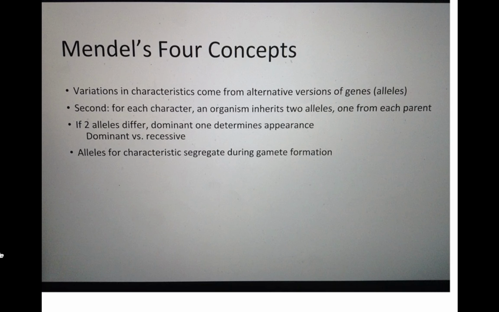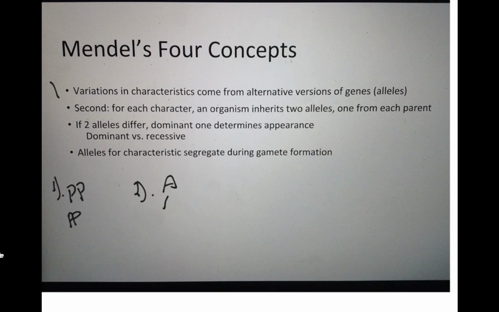In Mendel's studies with pea plants, breeding here and there, he came up with 4 fundamental concepts which are the basis of all genetics. The first one is that in breeding, variations exist among alternative versions of genes. It could be purple, capital P's, or white flowers with lowercase p's, but there are variations in characteristics because there are different versions of the same gene. The second idea is that for each character, an organism inherits 2 alleles, one from each parent.